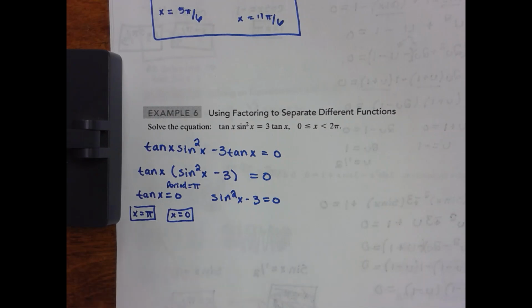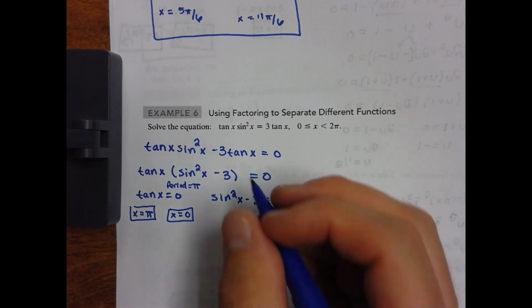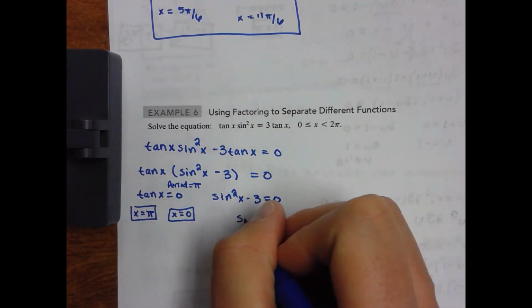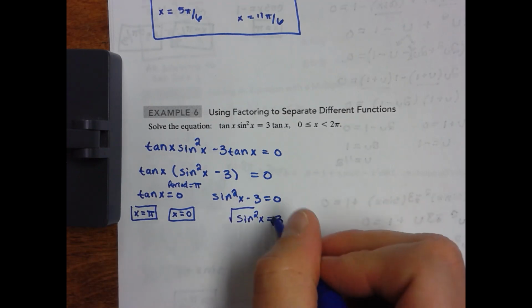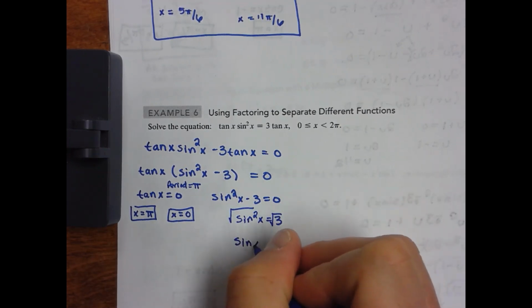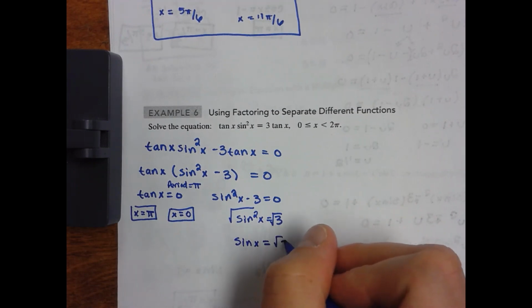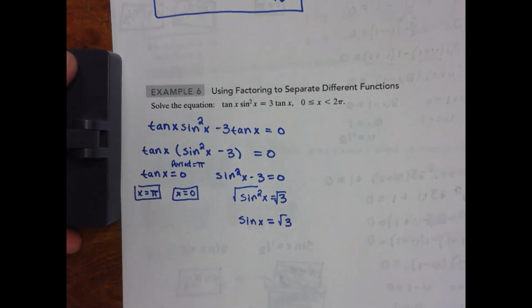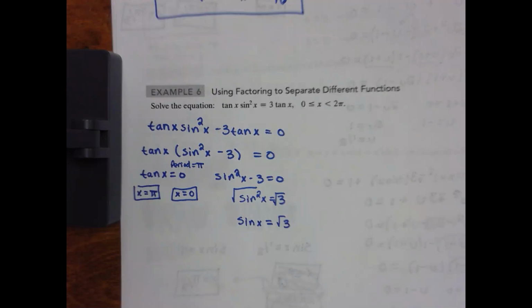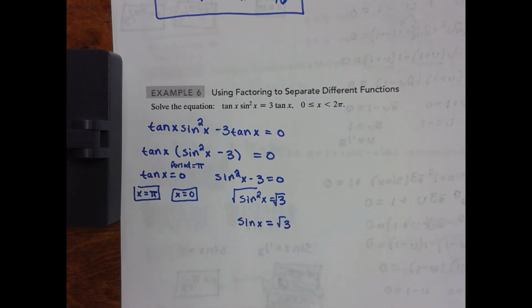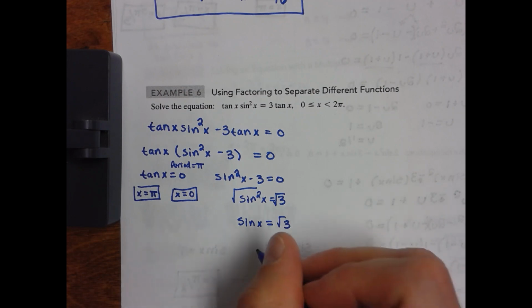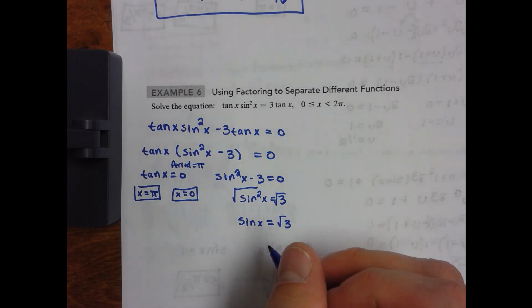All right, then for the sine squared of x minus 3, kind of like when we saw the sine squared before, I'm going to add 3. So sine squared of x equals 3. And then square root, and I get sine of x equals root 3. And so when looking at this, remember that we're describing an angle where we get sine to be root 3. Well, on the unit circle, what is the largest value that we can get for sine? The largest y value? 1.